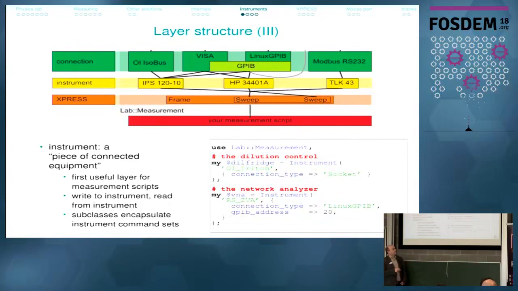Or here a network analyzer with the module name of the instrument ZVA and the connection type Linux GPIB, and here the address on the GPIB bus that this particular device that we want to address has. And then it generates a connection and a bus if the bus doesn't exist yet, and we are ready to talk to it.